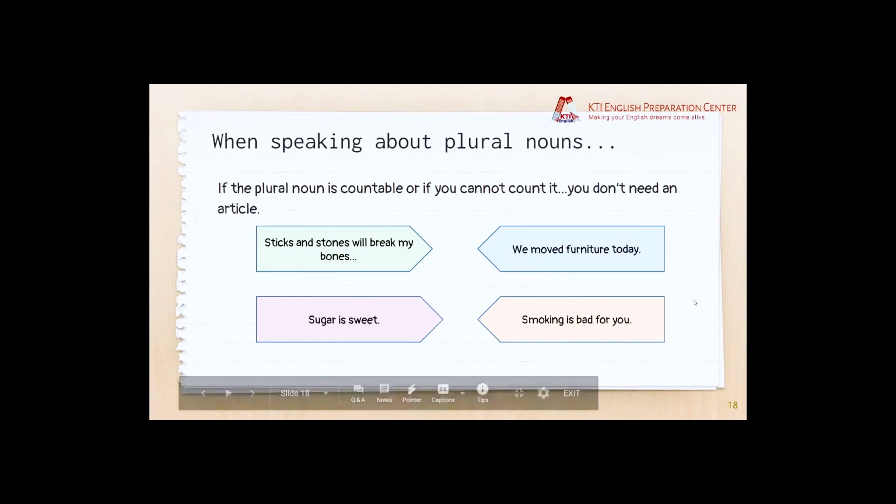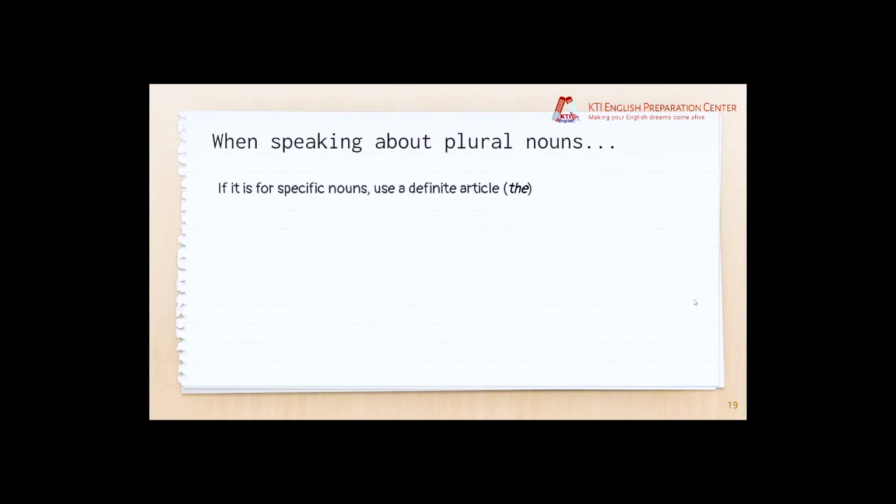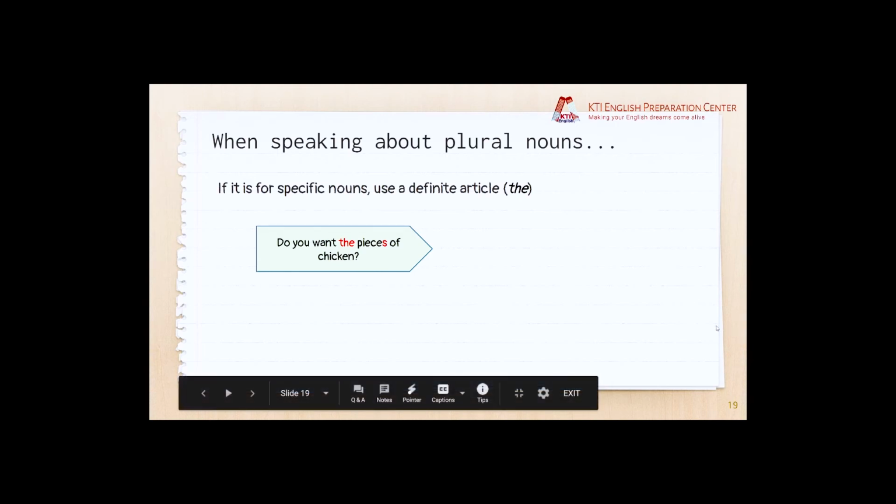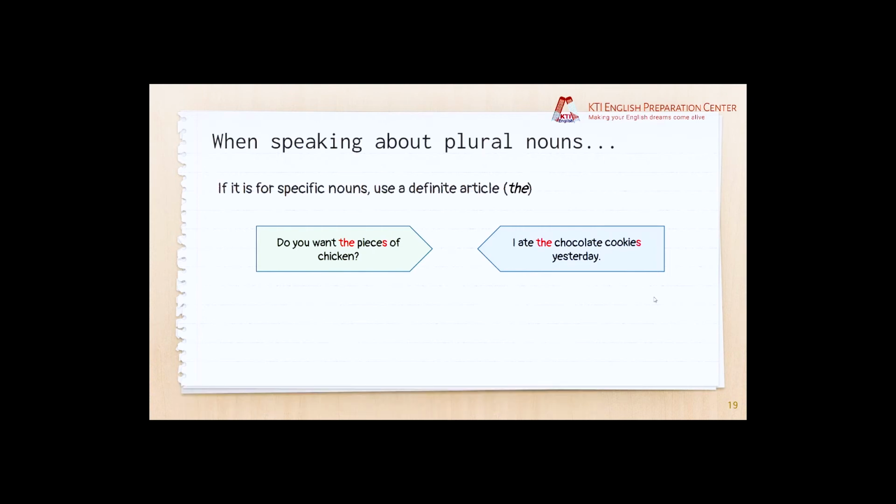Okay, so those are examples of plural nouns, things that we don't necessarily count, or we can, but they're plural. They don't need the article. But we can use it when we're talking about specific ones. We always put the in front of specific ones. Do you want the pieces of chicken that are left in the container or in the pan? These ones. I ate the chocolate cookies yesterday. Specifically the ones that we were planning to save, right?